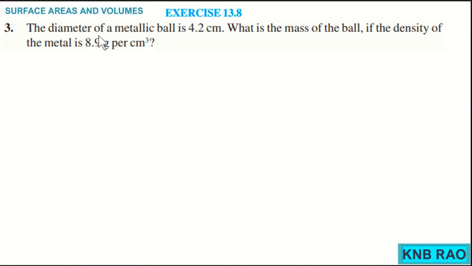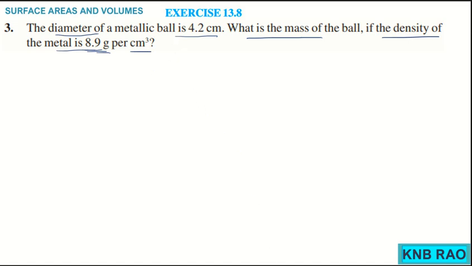Children, here in the third question, the diameter of a metallic ball is 4.2 centimeter. What is the mass of the ball, if the density of the metal is 8.9 grams per centimeter cube? Just the way I solved example 19, similarly it is to be solved here.